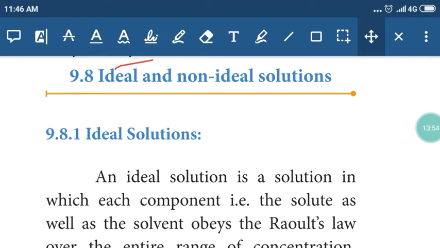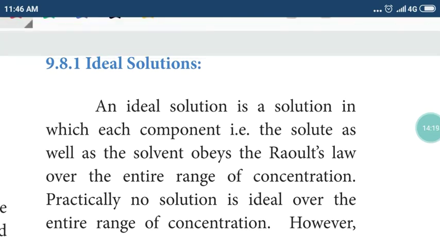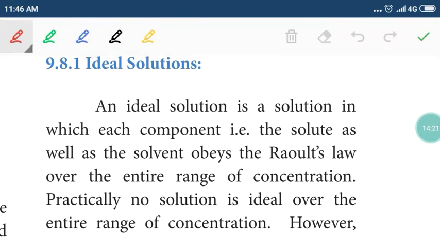They are classified into ideal solution and non-ideal solution. A solution may be an ideal solution or it may be a non-ideal solution. We have to know what an ideal solution and a non-ideal solution are. So an ideal solution means both solute and solvent obey Raoult's law over the entire range of concentration. If a solute and a solvent obey Raoult's law in all concentrations, then it is called an ideal solution.